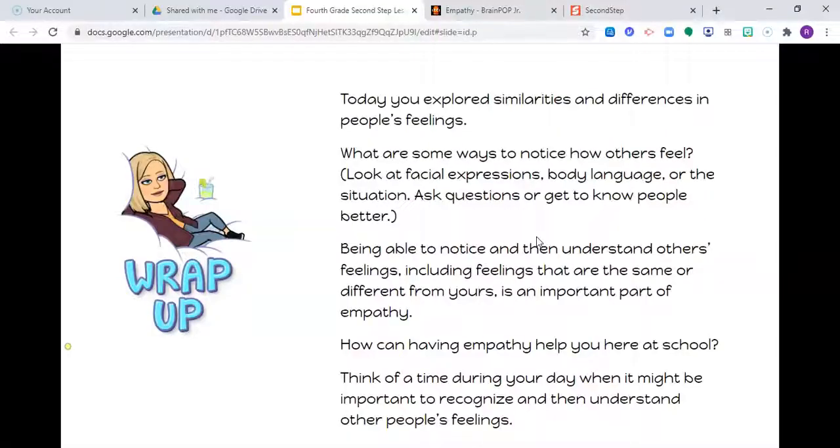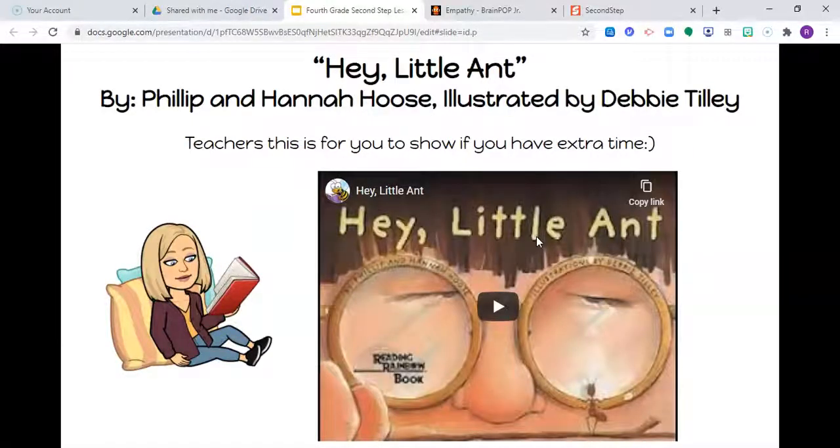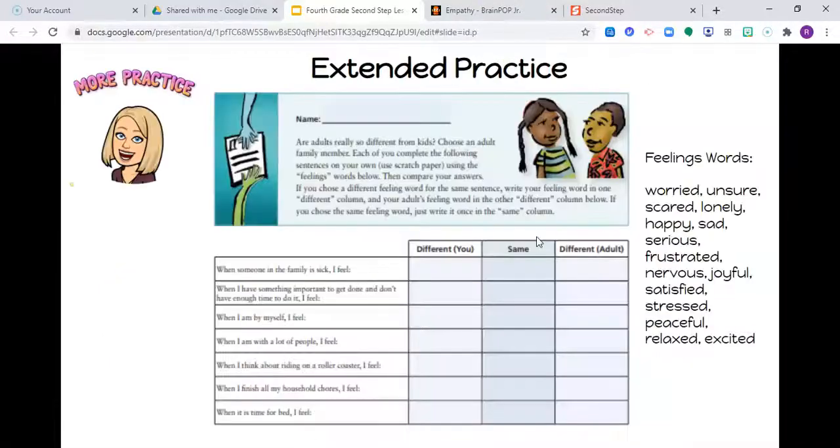How can having empathy help you here at school? And then think of a time during your day when it might be important to recognize those feelings. If you're looking for a book to talk more about empathy, Hey Little Ant is a great book to read, and I encourage you to take the time and listen to this book, Hey Little Ant.